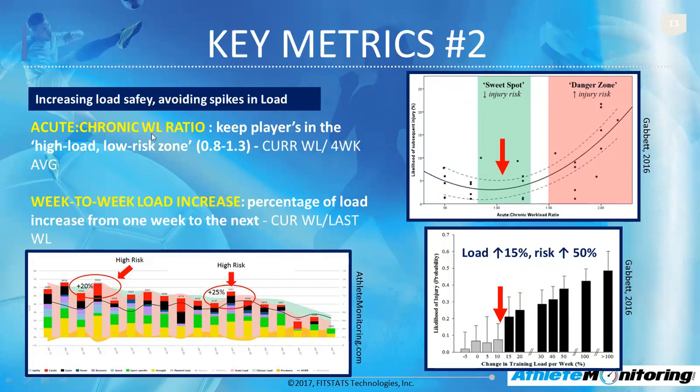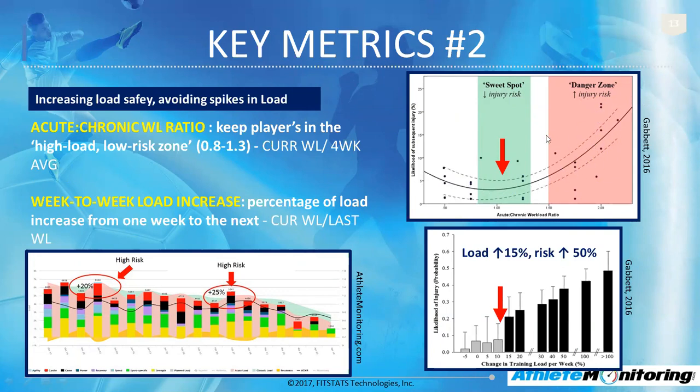Now you have the acute chronic workload ratio. I'm pretty sure you've heard a lot about that and read probably tons of papers on it. That's an incredibly useful metric. This metric helps you keep your athlete in a high load, low risk zone, which is great because they can train at a very high load and still be protected from injury. When the acute chronic load is low, then you have a lot of injury. That's the injury curve here. And when the chronic load is too high, you get into the danger zone and you increase the risk.